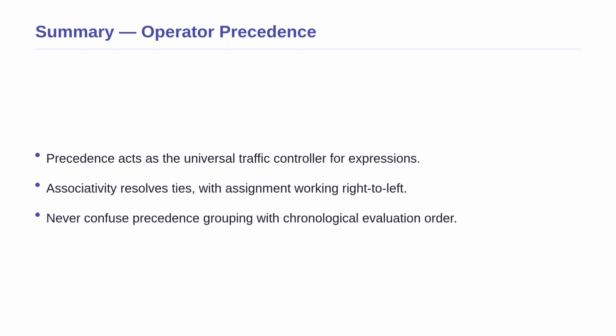This brings us to the end of our discussion. Let us review the key takeaways. First, operator precedence acts as the universal traffic controller, dictating which operators bind to their operands first. Second, associativity resolves ties between operators on the same level, and you must remember that assignment works right to left. Finally, never confuse precedence grouping with the actual chronological order of evaluation. Keep these rules in mind, and you will write predictable, bug-free programs. Great job covering this topic.